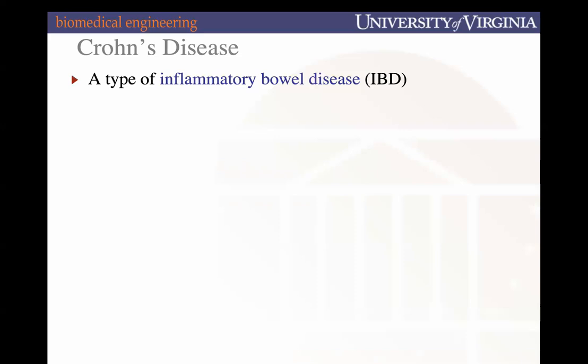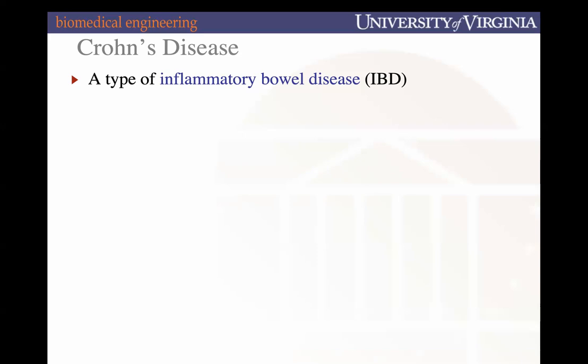So ulcerative colitis, as the name implies, typically is restricted to the colon, and it typically affects the mucosal layer within the colon. Within Crohn's disease, it can go from anywhere from the mouth to the anus, and it typically has lesions that go all the way across the intestinal wall.